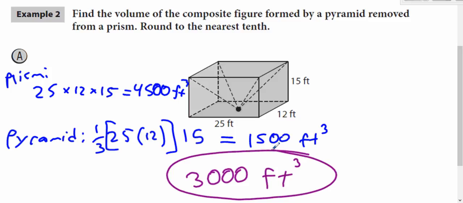Now, another way you could have thought about this, since the only difference between a prism and a pyramid that have the same base is that 1/3, you were just subtracting 1/3 of what was there, or you were keeping 2/3 of it. So you could have done 2/3 times 4,500. That would have got you the same answer. Because in every prism, you can fit 3 pyramids. Because a pyramid's just 1/3 prism. So every prism can fit 3 pyramids.